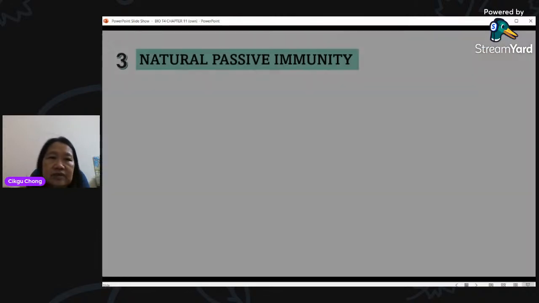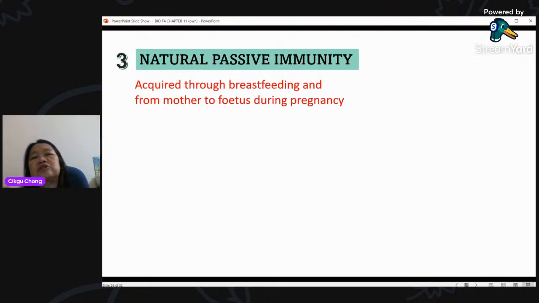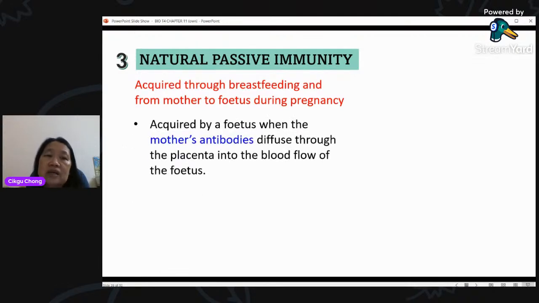Next, third one, natural passive immunity. This one is acquired through breastfeeding, which I mentioned earlier, and from mother to fetus during pregnancy. So it's either during pregnancy or after the baby is born, during breastfeeding. In either way, the baby does not produce this antibody.